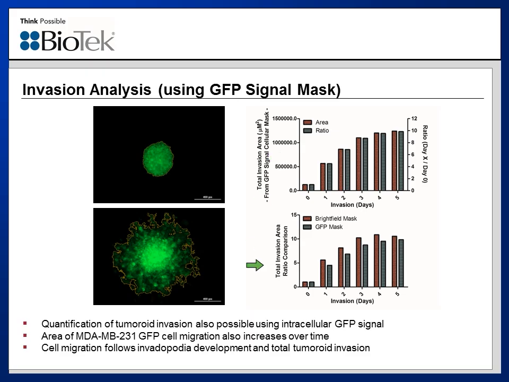Then if we look at the graph on the bottom right, we can see the comparison of the area ratios generated using either the bright field or the GFP mask, which again allows you to see how the migration of the breast cancer cells compares to the total invasion of the tumoroid structure.